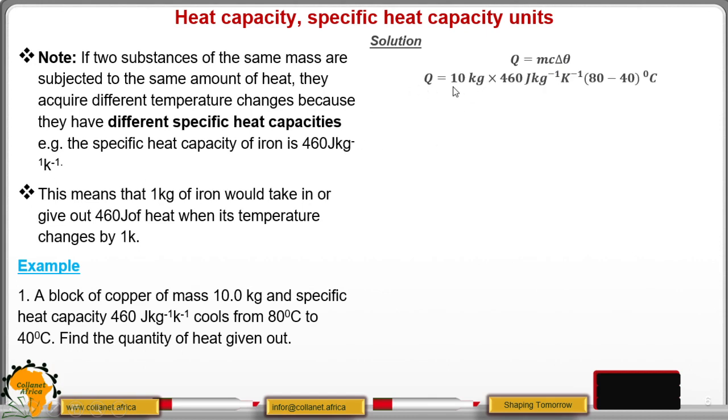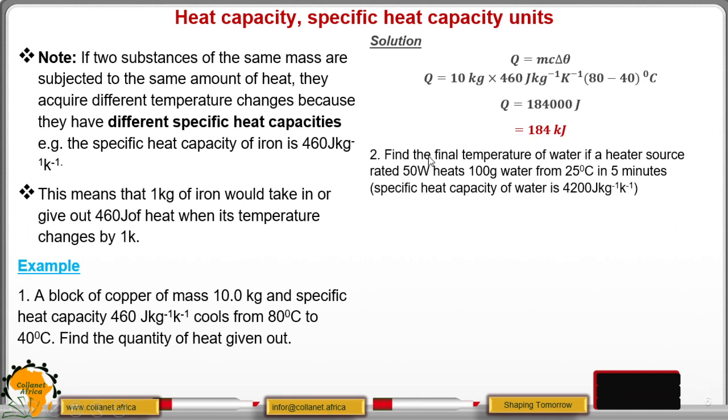Now, we have our values. Our mass is 10 kg, that is given. Our specific heat capacity is 460, and the change in temperature is 80 to 40. That gives you 40. When you multiply, you get that our Q is 184,000 joules, or what we call 184 kilojoules. Then we look at another example.